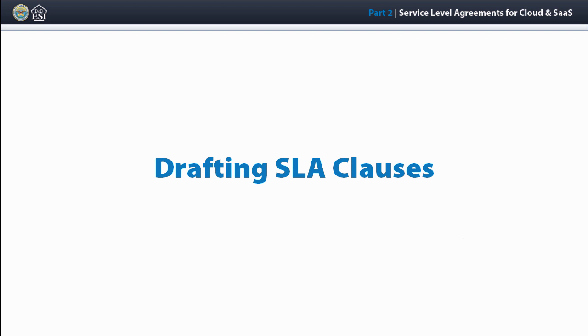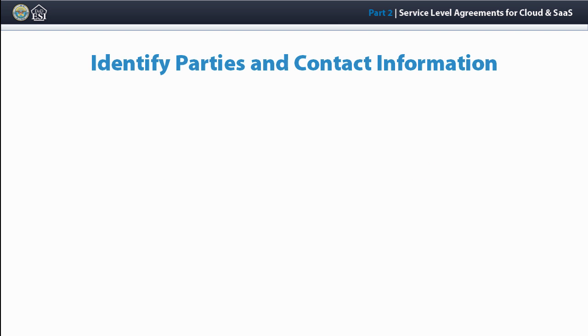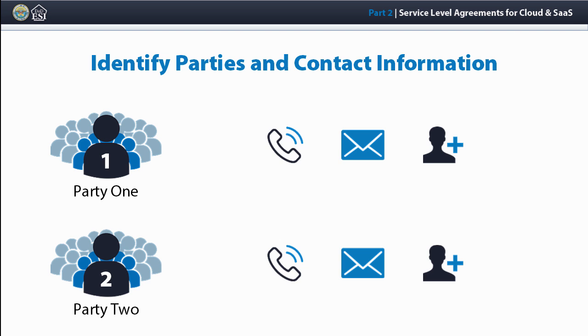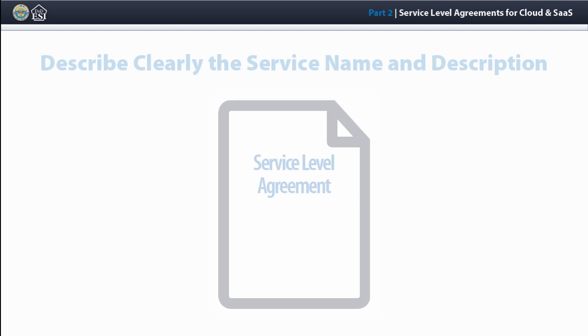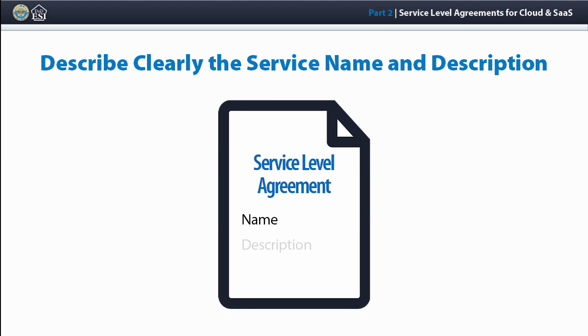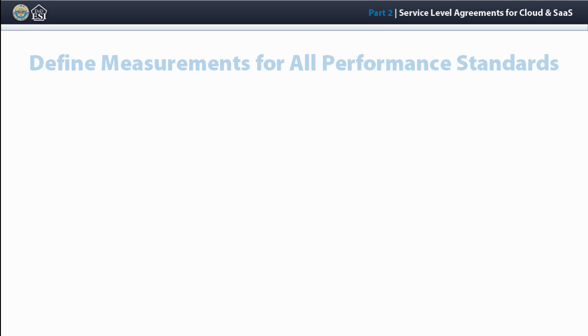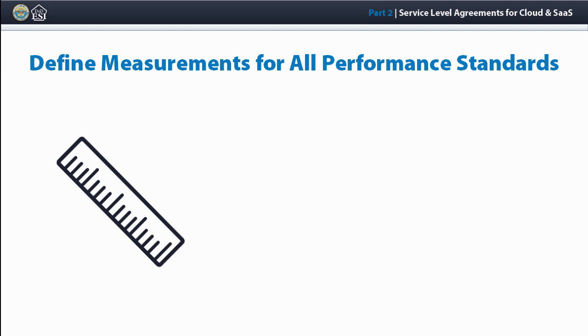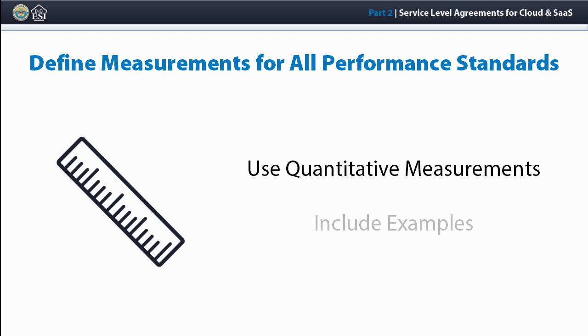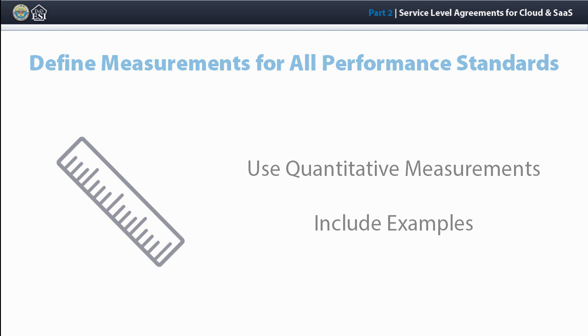The best practices for drafting SLA clauses in EULAs are summarized in the following 7 points. 1. Make sure the parties to the SLA are clearly named with contact points for each party. 2. Ensure the name and description of the service are clearly described and defined. Be sure to give examples for clarification. 3. Define the measurements to be used for all performance standards. Use quantitative measurements wherever possible and include examples.